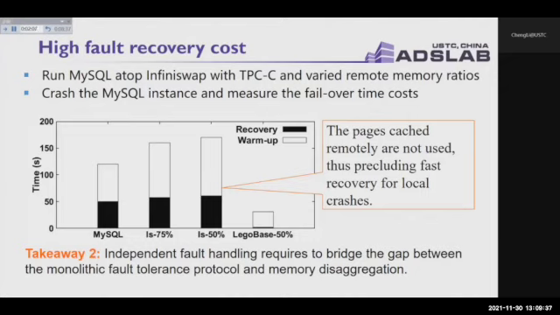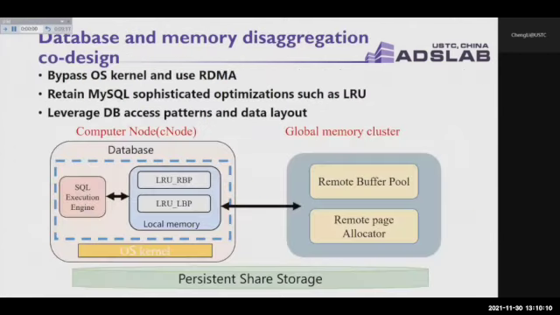The second takeaway point is that independent fault handling requires us to bridge the gap between the monolithic fault tolerance protocol and memory disaggregation. That implies that if we want to leverage memory disaggregation, we not only need to distribute the hardware, but also need to distribute the software as well. So we need to make some innovations to the traditional database kernel or stack. What we did there is that we proposed a database and memory disaggregation co-design solution.